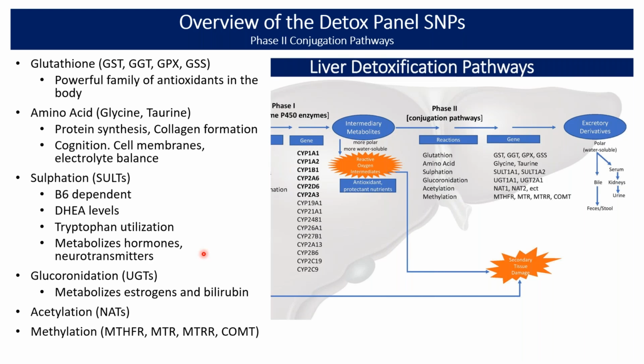The NATs are acetylation. Acetylation is required for proper gene expression, and there are aspects of phase 2 required for within acetylation for phase 2 pathways. And then we have a bunch of methylators, the MTHFRs, MTRs, MTRRs, and the COMTs. All of those are in your detox panel to see how well we're methylating.